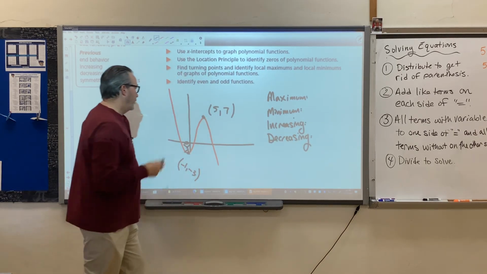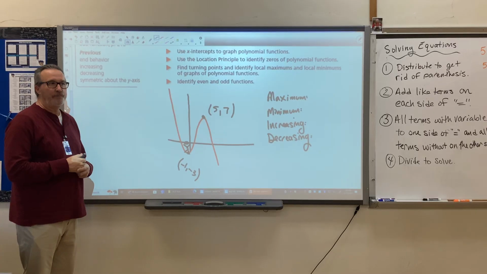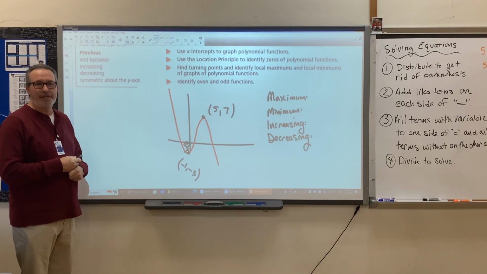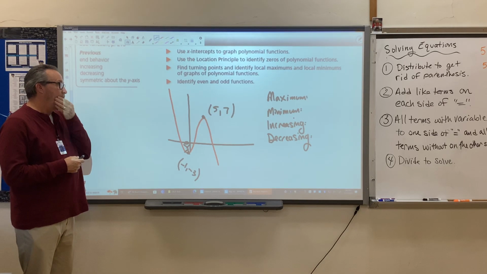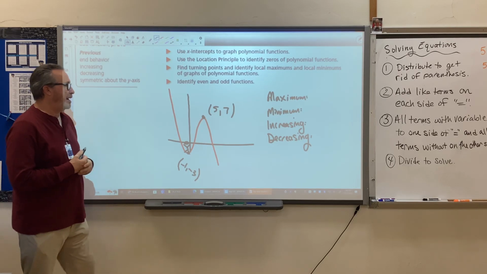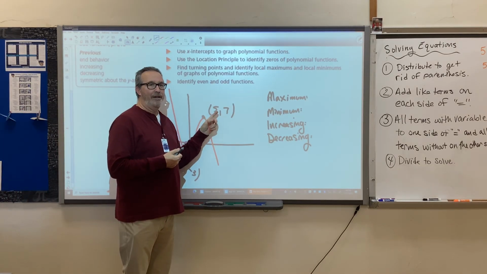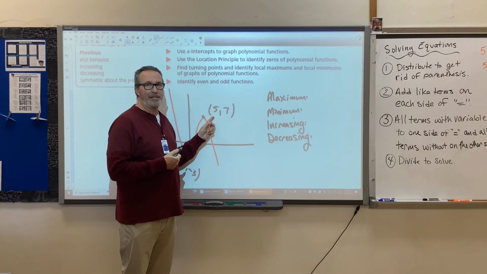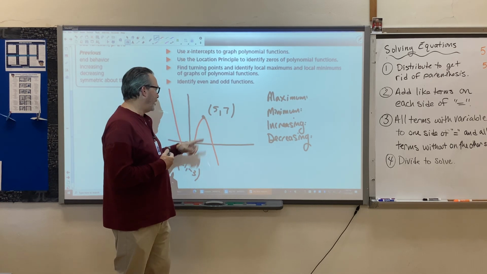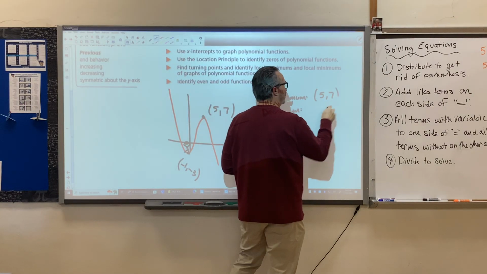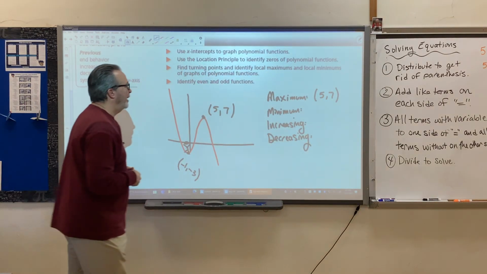Okay? So a maximum. I guess we'll make it a point. In calculus, a maximum is just a y value. So you would say there's a maximum at x equals 5, and the maximum is 7. So a maximum of 7 at x equals 5. But we're not going to do that. Maximum is the point 5, 7.